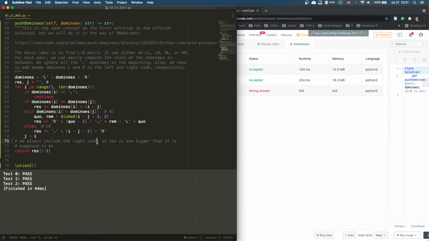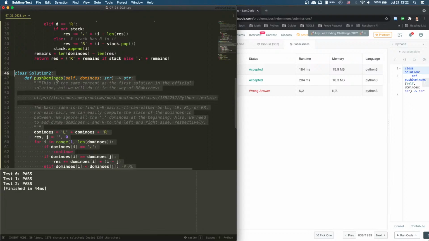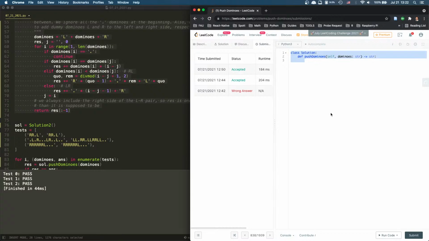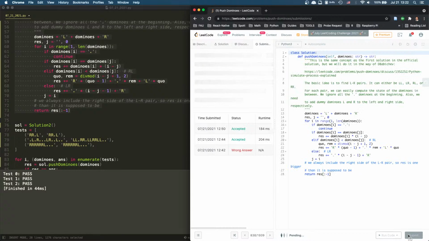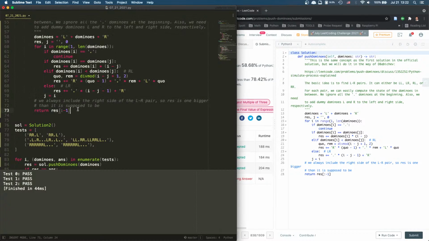The right side of the LR pair. The res is one bigger. Right? It's one bigger than it's supposed to be. Alright, let's try it. Alright, run it. Yep, it passes.